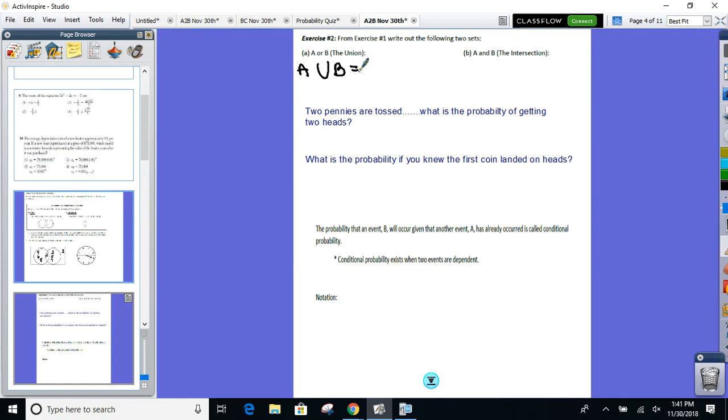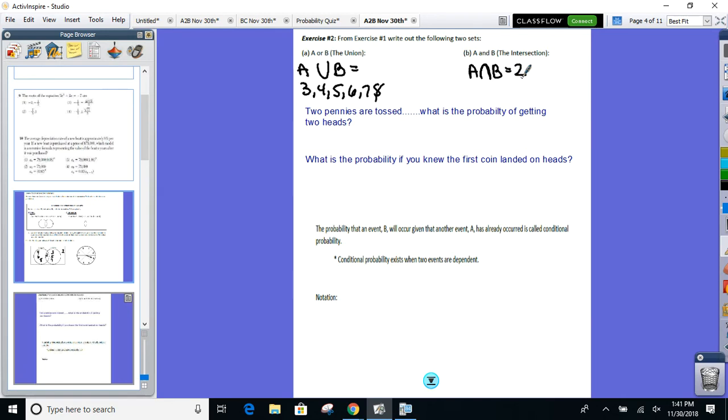Everything but what? 2 and 1. So 3, 4, 5, 6, 7, 8. In A or B, but not both. What about the intersection of A and B? Ready for that symbol? Flip the U upside down. That's and. And what's the only value there? 2.